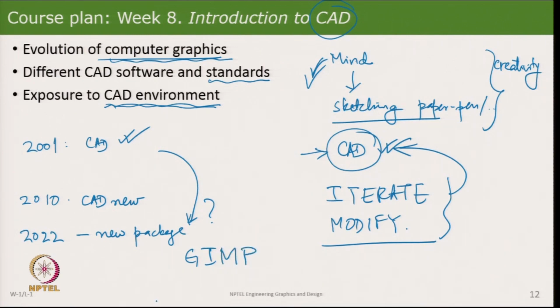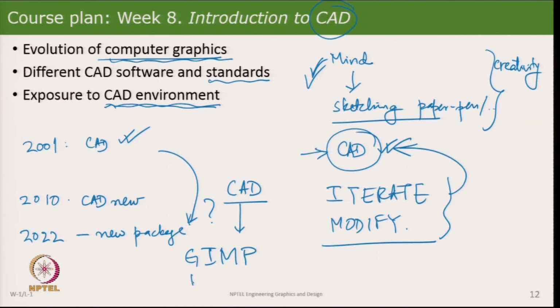You can make drawings, you can manipulate drawings, you can make sketches, and you can do many more things than what a classical engineering CAD package does. This is GNU Image Manipulation Program, which is an open source version of Photoshop.